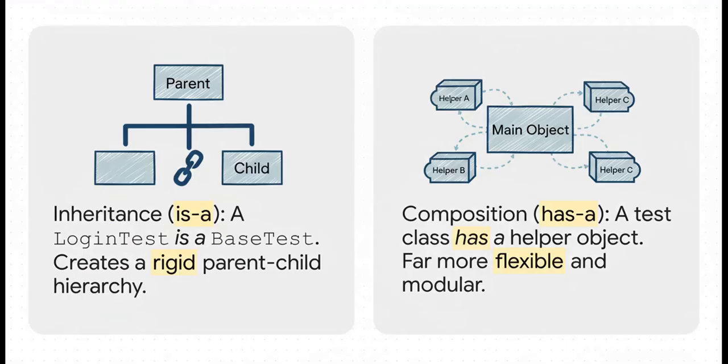The classic way to think about this is "is a" versus "has a." Inheritance creates an is-a relationship. A login test is a type of base test. It's a strict top-down hierarchy, kind of like a family tree. But composition creates a has-a relationship. A test class has a helper object that it can use. It's way more flexible. It's the difference between being a single Lego piece and having a whole box of Legos to build whatever you want.